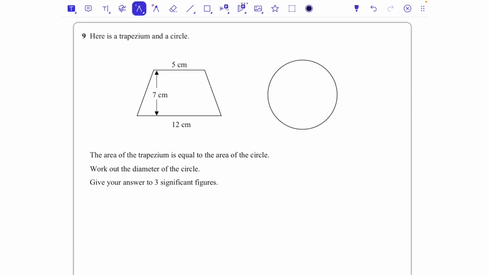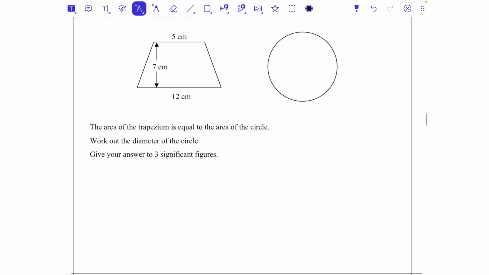Question number 9. Here is a trapezium and a circle. The area of the trapezium is equal to the area of the circle. Work out the diameter of the circle. Give your answer to 3 significant figures.